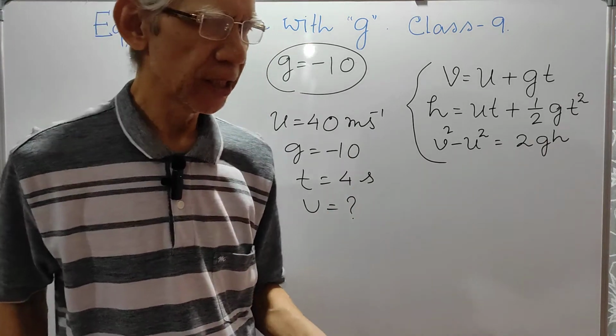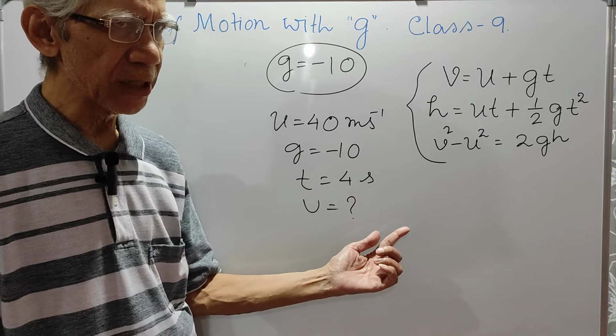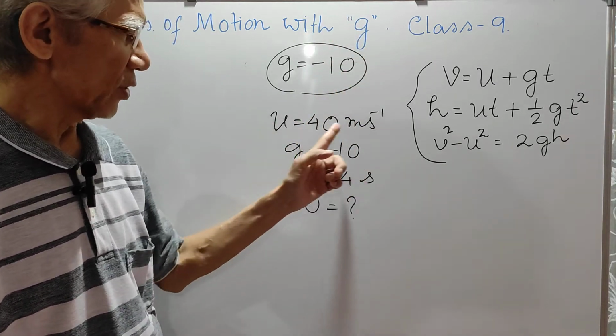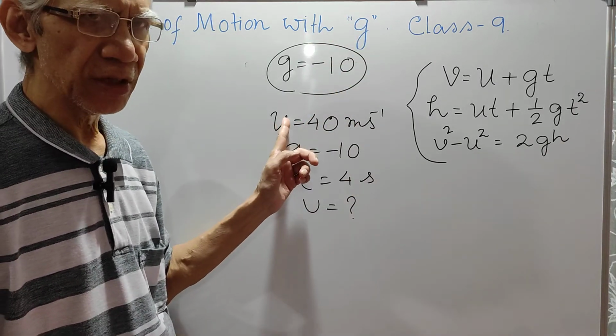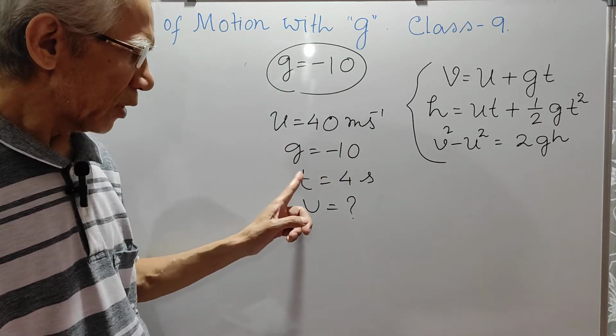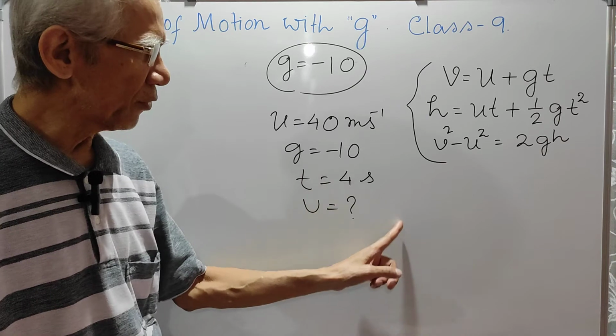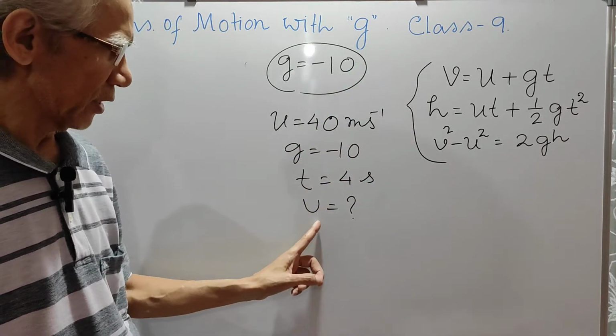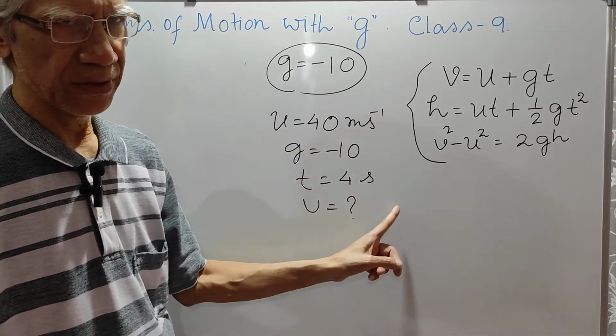See the question again. A body is thrown vertically upward with this velocity, 40 meters per second. So that is the initial velocity. Now g is minus 10, obviously. After 4 seconds, what will be its velocity? Find the velocity after 4 seconds.